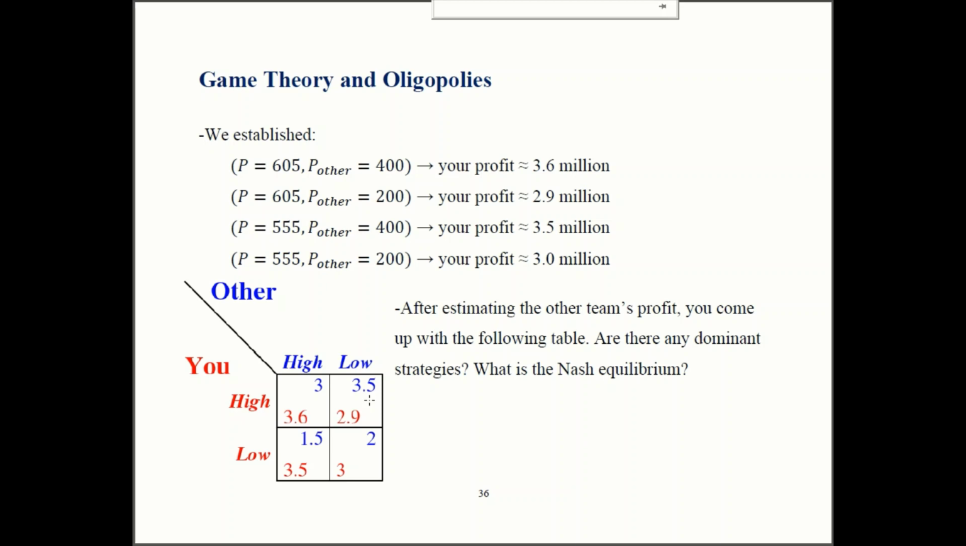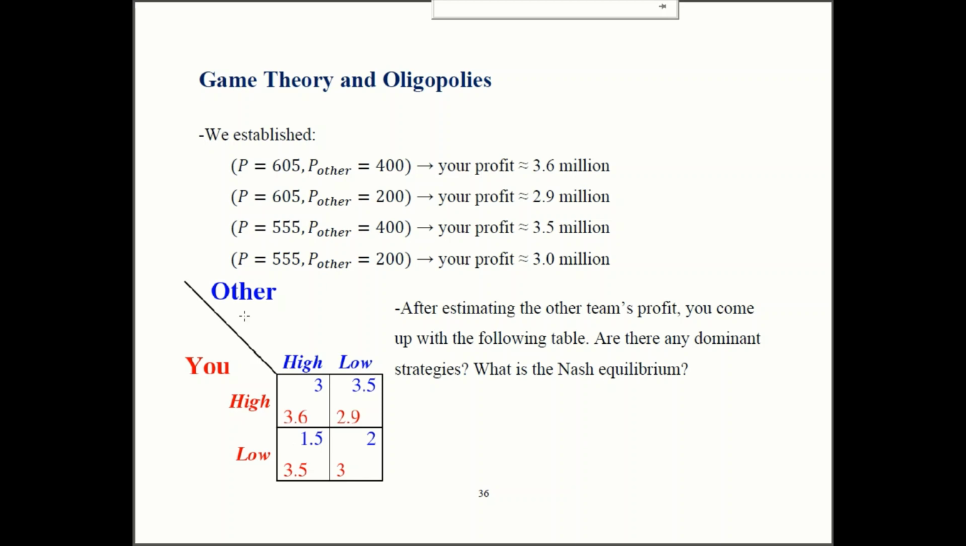For the rest of our table, case 3 was if we pick our lower price of 555 instead of 605, and they pick their high price of 400, our profit's going to be 3.5. So our low price and their high price correspond to this cell. Our profit is 3.5 in that case. So that's why we have a 3.5 here and a 3.5 over there. Let's say their profit is going to be 1.5.